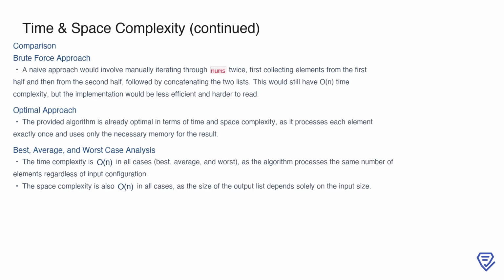Let's compare this approach to a brute force alternative. A naive implementation might involve iterating through the input array twice, once to collect elements from the first half and again for the second half, followed by concatenating the two lists.